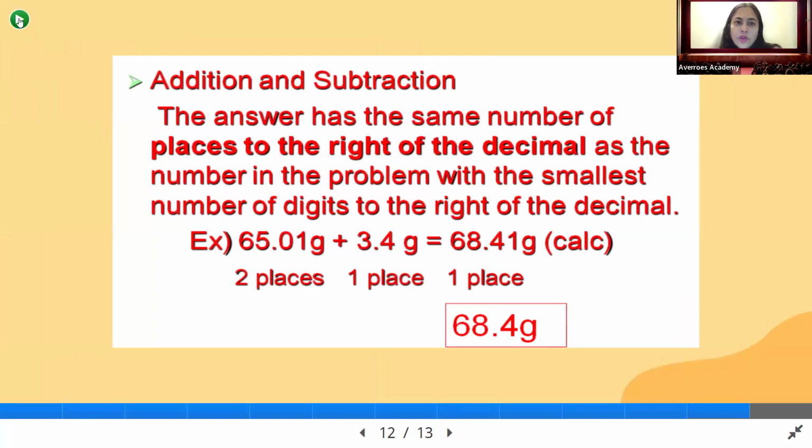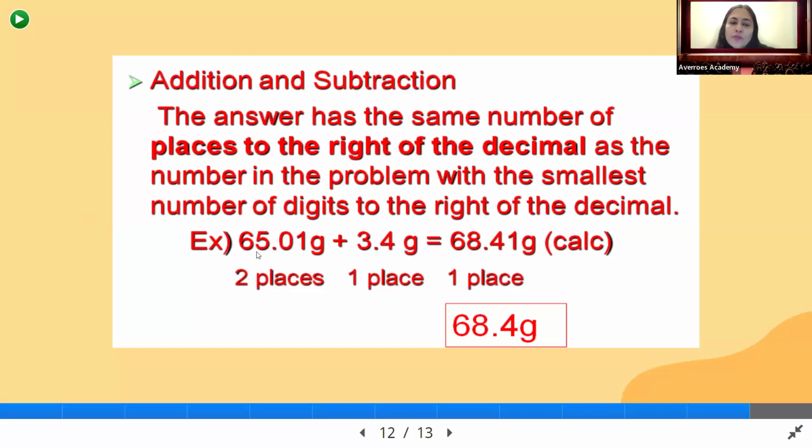Okay, and with addition and subtraction, the answer has the same number of places to the right of the decimal as the number in the problem with the smallest number of digits to the right of the decimal.